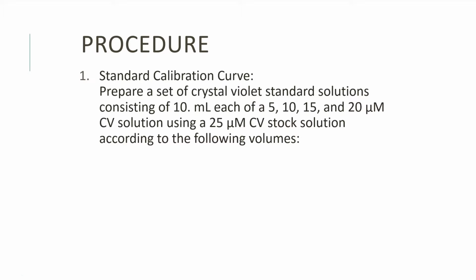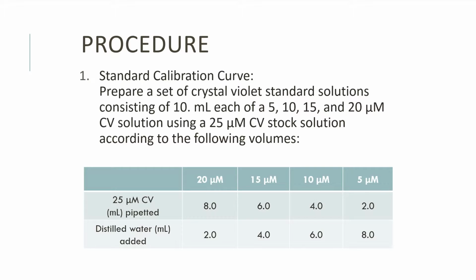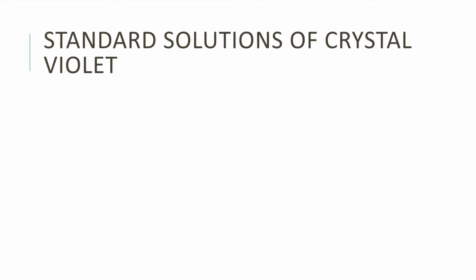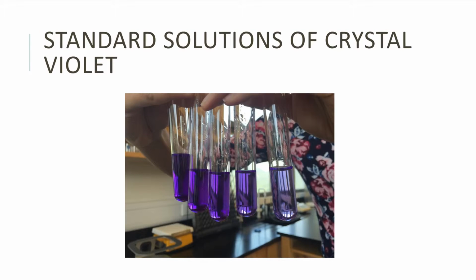Procedure. To start this experiment, you must create a standard calibration curve. First, prepare a set of crystal violet standard solutions consisting of 10 mL each of a 5, 10, 15, and 20 micromolar Cv solution using a 25 micromolar Cv stock solution according to the following volumes. Standard solutions of crystal violet. This photo shows the 5 different Cv solutions, which differ in concentration of Cv, which impacts the intensity of the purple color.